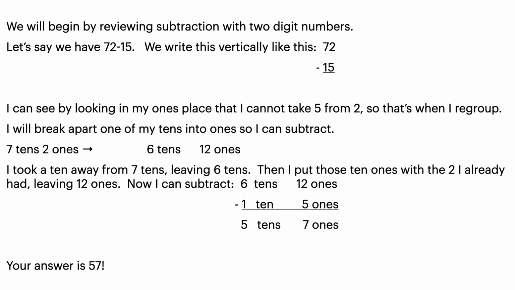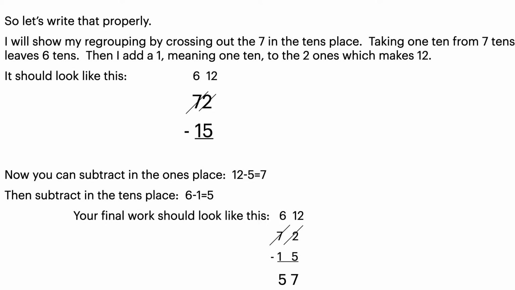Now I can subtract. 12 ones minus 5 ones equals 7 ones. 6 tens minus 1 ten equals 5 tens. Your answer is 57. So let's write that properly.